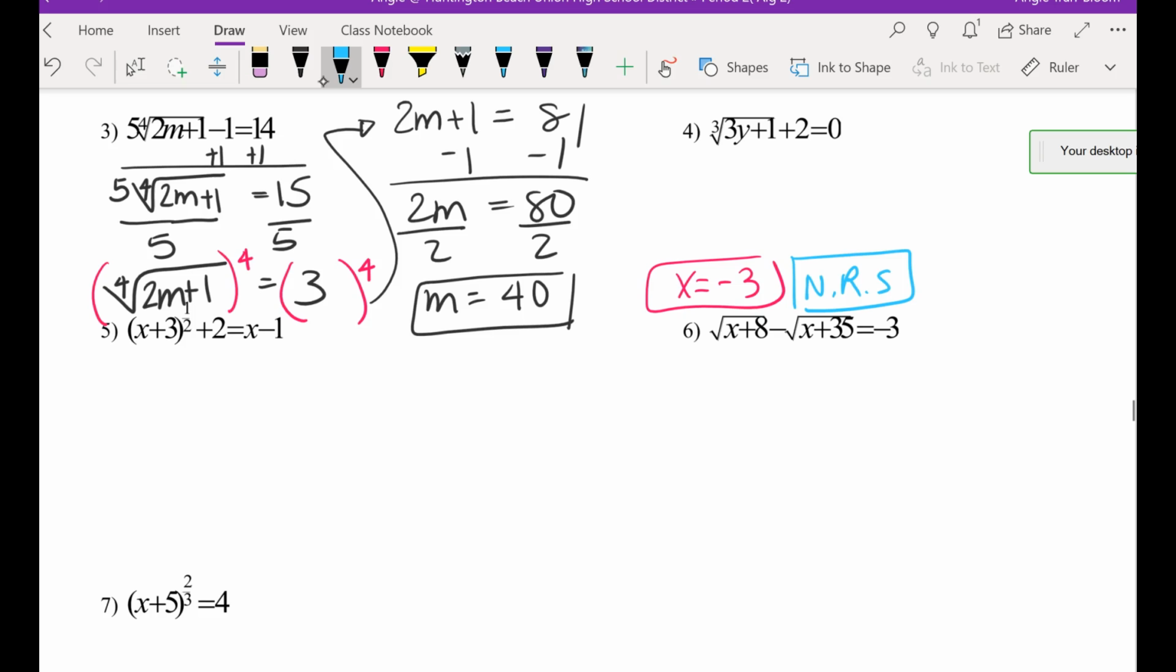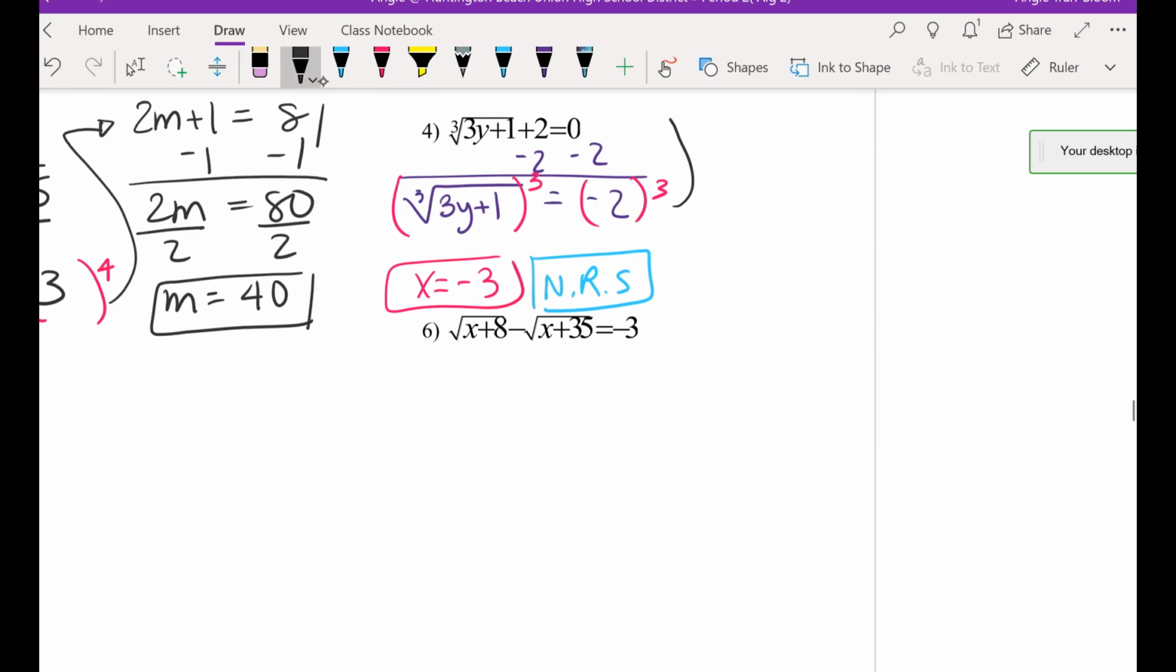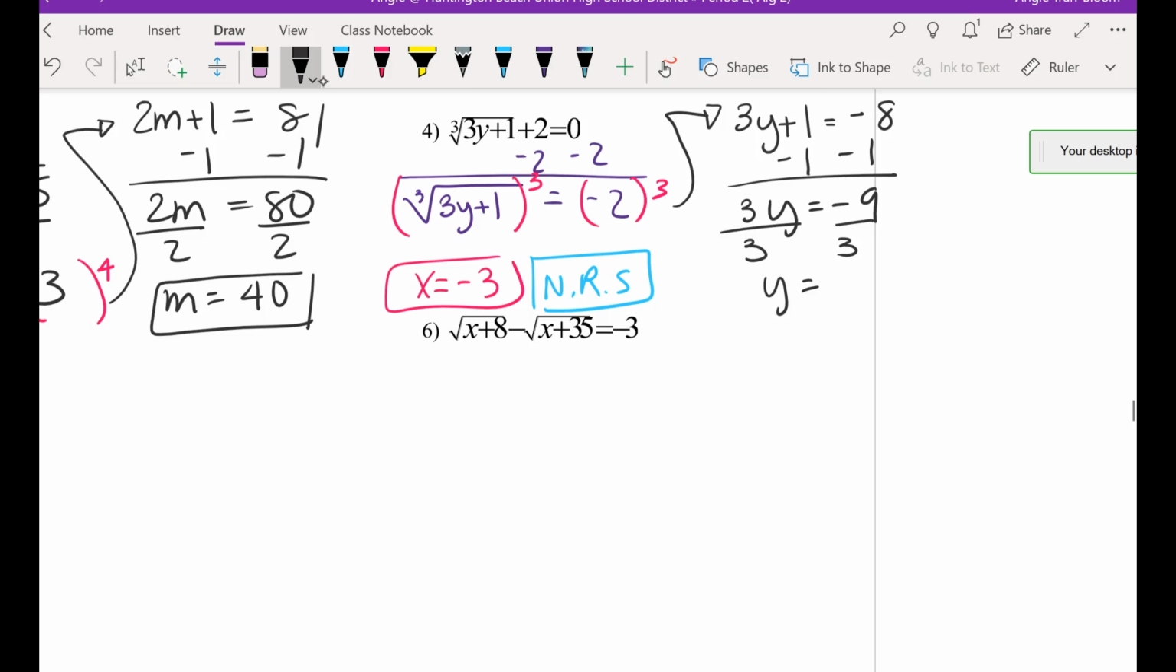All right, let's see it. Isolate the radical. That means we subtract 2, right, guys? So third root of 3y plus 1 equals negative 2. How do we undo the third root? We cube it. We raise to the third. I'm out of space, so I am going to write it right there. 3y plus 1 equals negative 2 to the third, which is negative 8. Minus 1 from both sides. 3y equals negative 9. Divide both sides by 3. y equals negative 3.